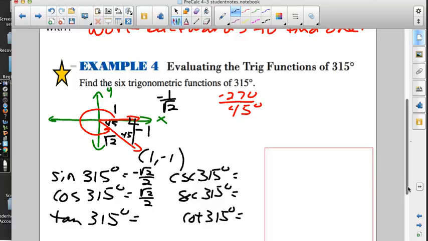Tangent, opposite over adjacent, like that math. Negative 1 over 1. Makes cotangent nice and easy too. Then we go back and think, okay, how did we get what we had for cosecant? Well, usually I'll just start over and say, well, sine was opposite over hypotenuse. This is going to be hypotenuse over opposite. Square root of 2 over negative 1. That's the negative square root of 2. Secant you get from flipping cosine, and cosine is adjacent over hypotenuse, so hypotenuse over adjacent, square root of 2 over 1.